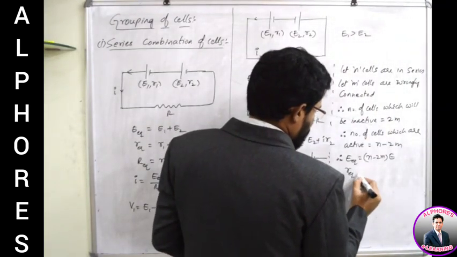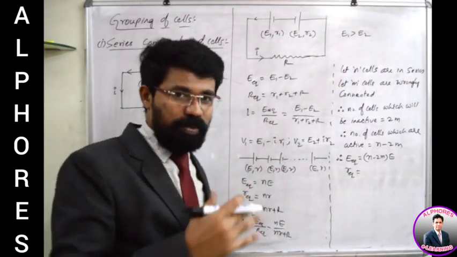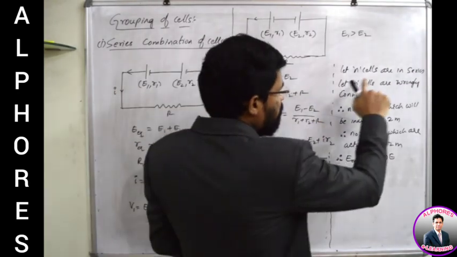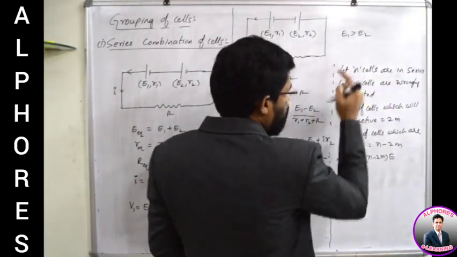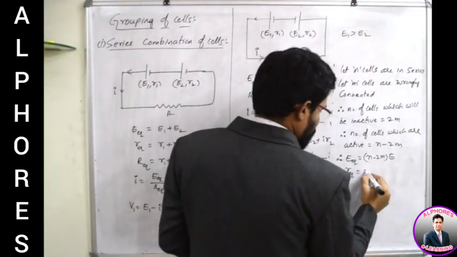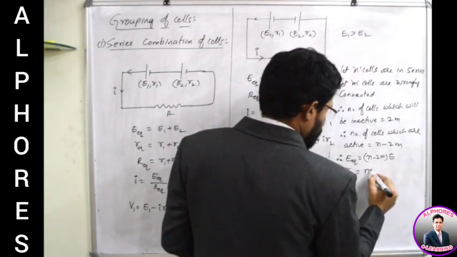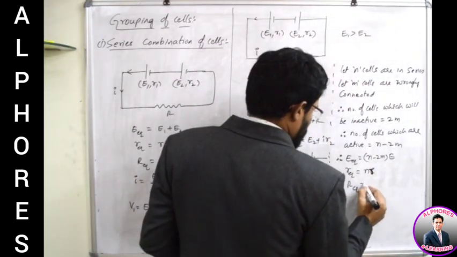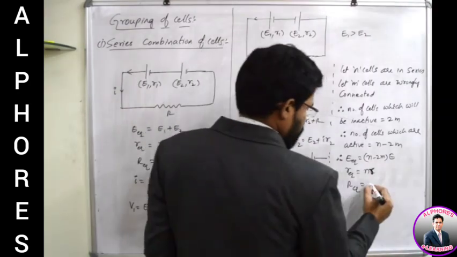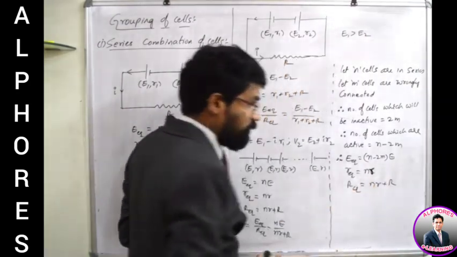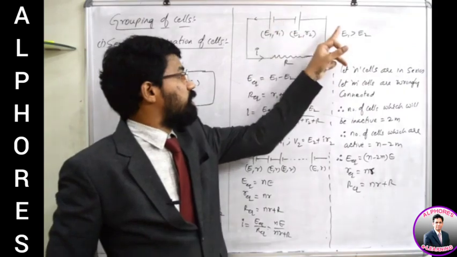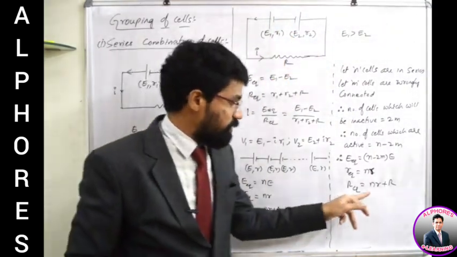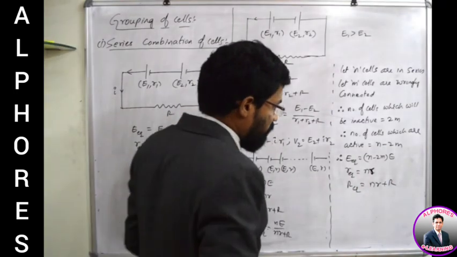Now, R equivalent. Remember children, whether they are wrongly connected or properly connected, it doesn't matter. Resistance will be offered by the entire path. The total number of cells in the series combination is n, so the total internal resistance will be nr. Therefore, the effective total resistance of the circuit is nr plus capital R. Here n cells are there, among those m cells are wrongly connected, and external resistance capital R is there. So the equivalent resistance is nr plus R.